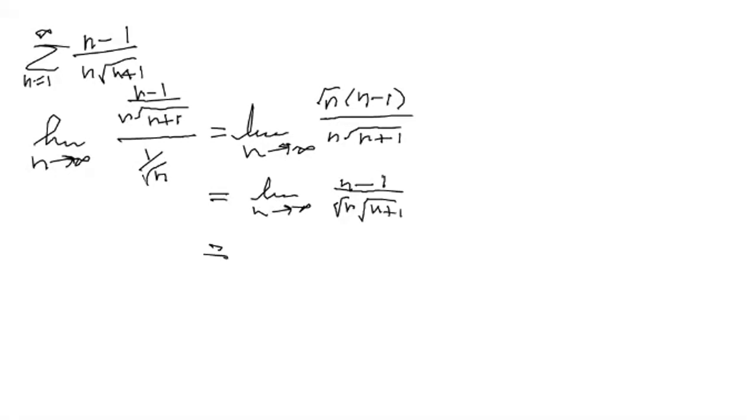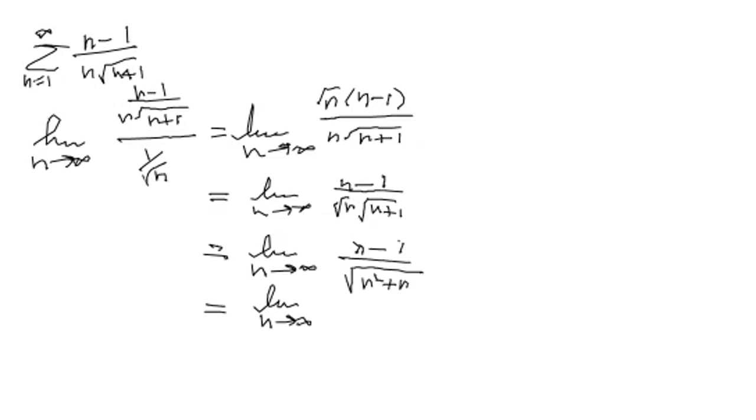Okay, now that's the same as this, n minus 1 over the square root of n squared plus n. Okay, now notice again, we kind of have an n over n here, so I'm going to divide by n, the highest power of x, the magnitude would be n. So I'm going to divide everything by n.